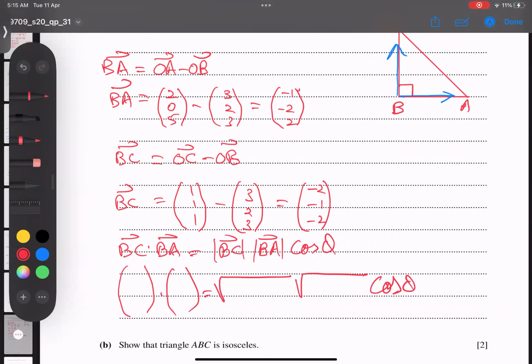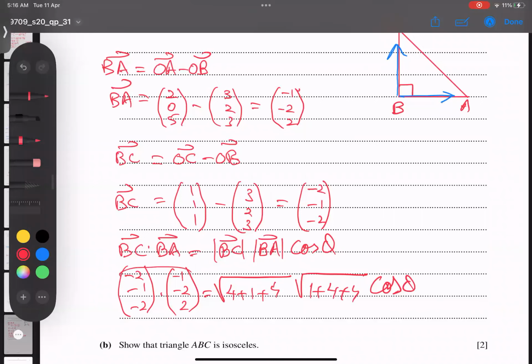So BC is what? -2, -1, -2. BA is what? -1, -2, and 2. And what is a modulus? How to find modulus or magnitude? Square, square, square, and add them. So -2 squared is 4, then 1, then 4. So square each number and add them. So I get 1 plus 4 plus 4.